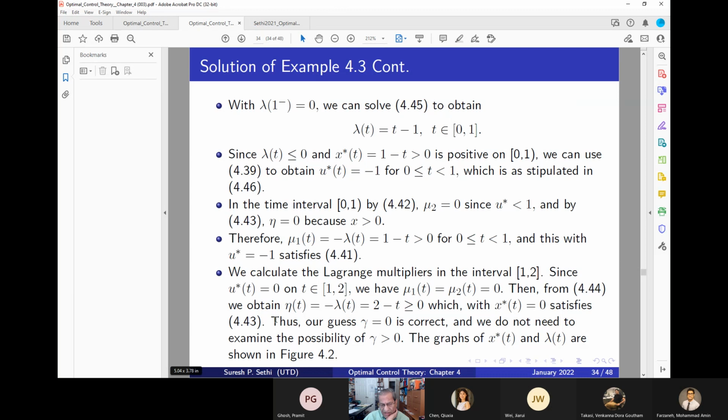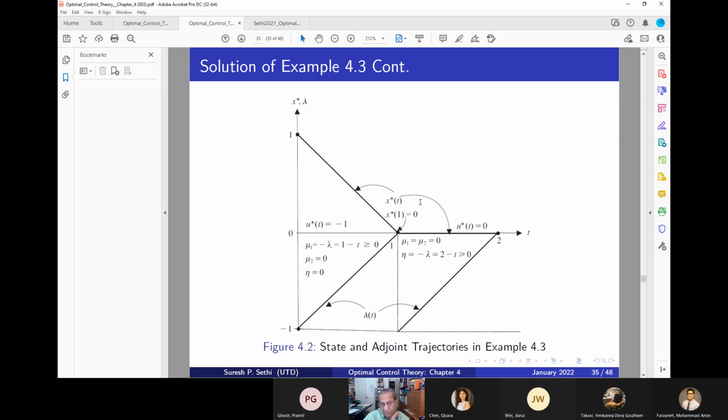The only thing I want to point out is that our guess is correct now because all the conditions are satisfied. So we do not need to go to gamma 1 bigger than 0. You might want to try that at home to see, and then you will find that at least one of the conditions will be violated. And then you have to go back to this guess. So our optimal solution is to go from here to here with control minus 1 and control 0. And lambda goes from here and then back to here and back to here.